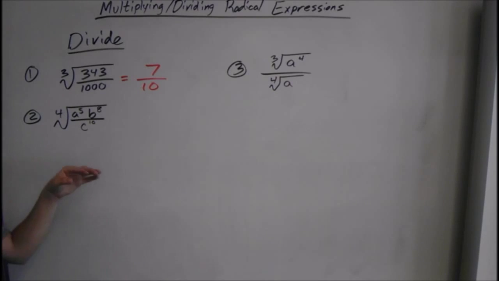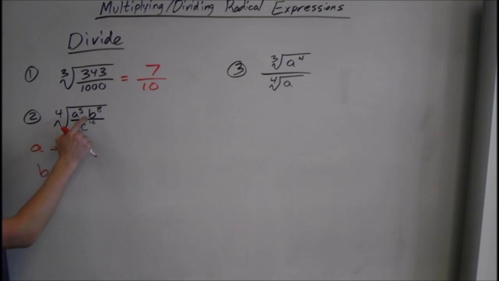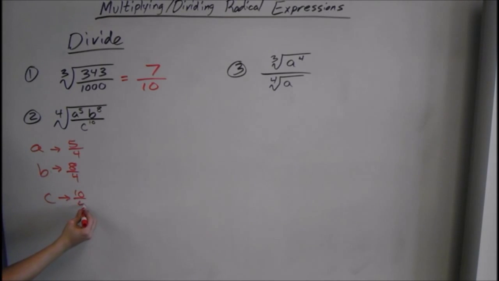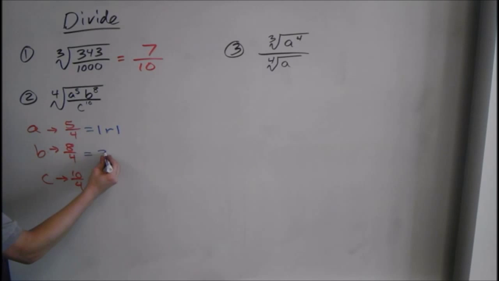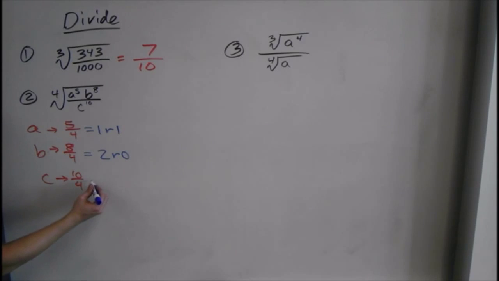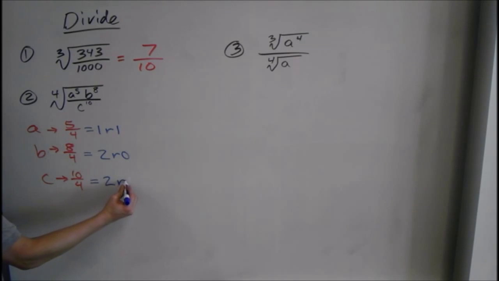For this one, we have to think, okay, we have exponents and roots because they're all letters. So for the a, the fraction would be 5/4. For the b, that would be 8/4. And for the c, we would have 10/4. So 5 divided by 4 is 1, remainder 1. 8 divided by 4 is 2, remainder 0. So we take 2 out, we leave none in. And 10 divided by 4 is 2, remainder 2.